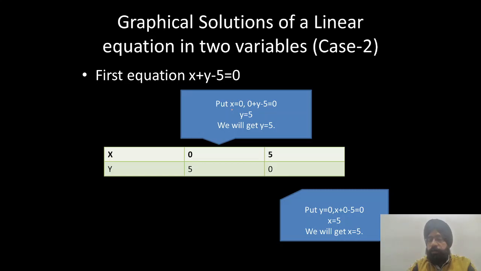Now see it carefully. If x equal to 0, then 0 plus y minus 5 equal to 0, so y is going to be 5. Therefore our first point is going to be 0 comma 5. Now again, if I put the value of y as 0, x plus 0 minus 5 equal to 0, we are going to get the value of x as 5. Therefore we are going to get 2 points, 0 comma 5 and 5 comma 0. I'm going to plot it on a graph.